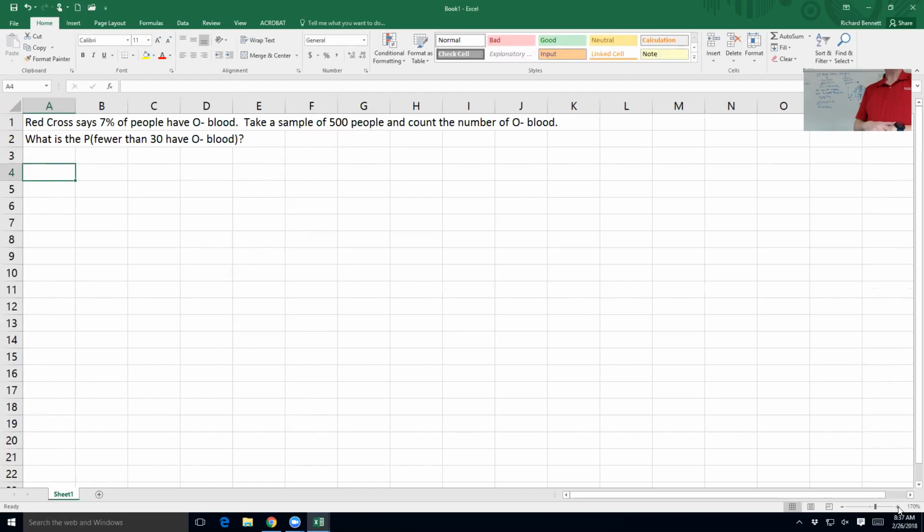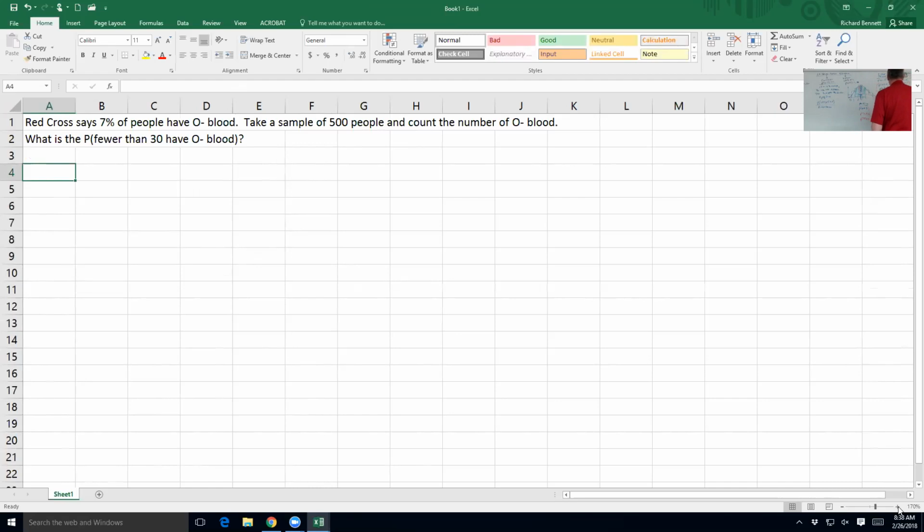500 times. And what was the fourth? Oh, we're assuming these are all independent. Okay. Now, back in the old days, when we didn't have computers, we're going to compute the probability of fewer than 30. So let's think about that for a minute.